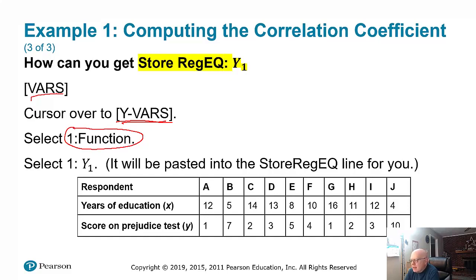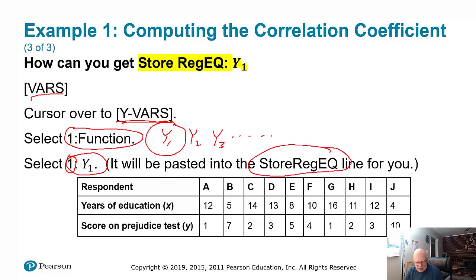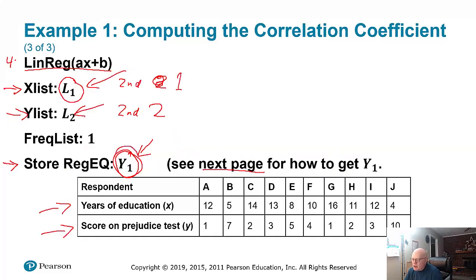Once you hit that, you've got a lot of y's to choose from. Y sub 1, y sub 2, y sub 3, and so on. All you care about is this first one. That's all you need to use. So just hit 1 on the next screen and you'll be in business. As soon as you hit that 1, that store regression equation line is going to be pasted in for you. And what you will see will be this y sub 1 here where you didn't have anything at all.